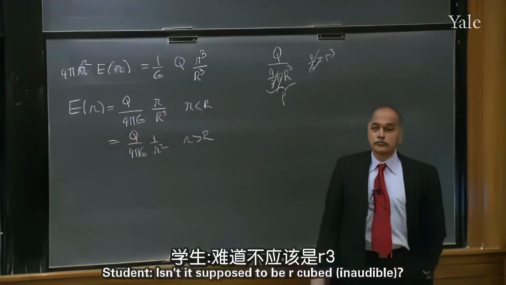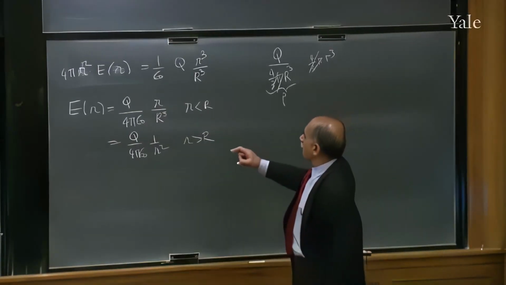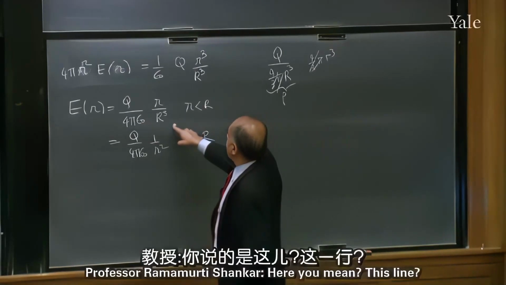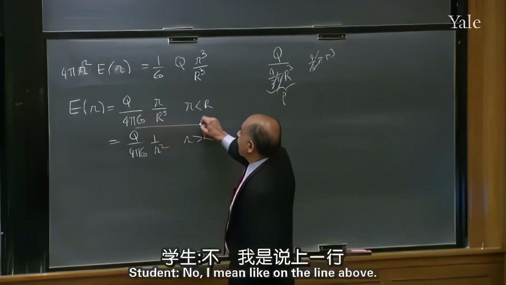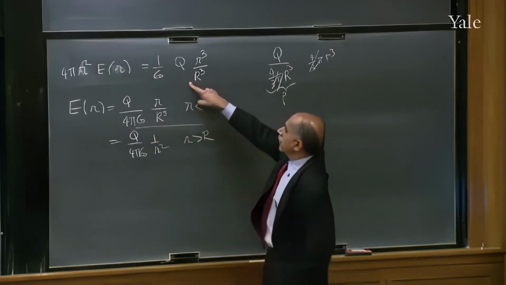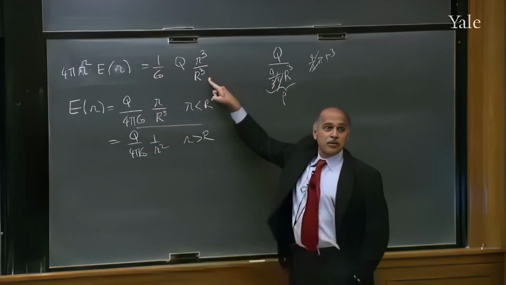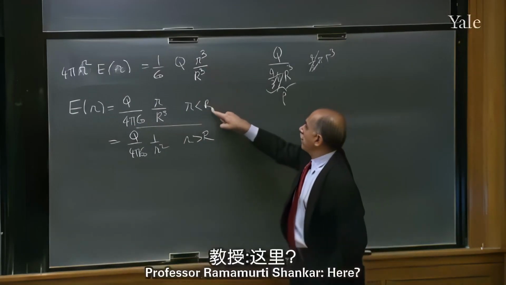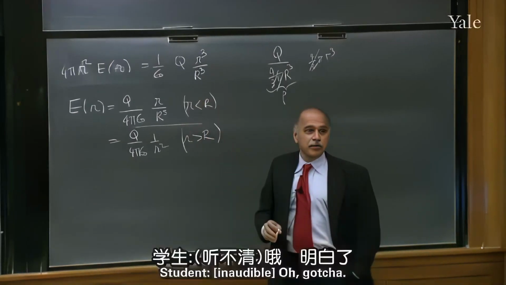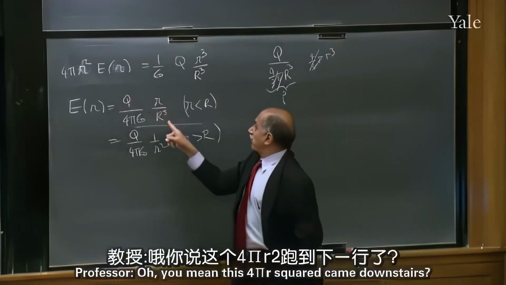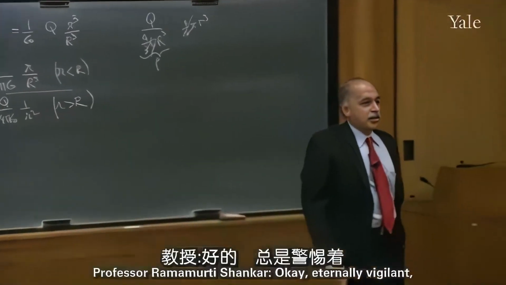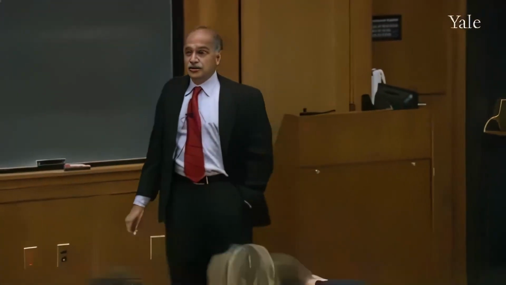Isn't that r? Isn't it supposed to be r cubed on that? Sorry, here? Yeah, like on the second one. Here, you mean this line? No, I mean like on the line above. Like you have r over R cubed. I have little r cubed over big R cubed. Right, no, but I mean the next line. Here? Yeah. This is r less than R, r bigger than R. Oh, you mean this 4 pi r squared came downstairs? Yeah, that's right. Okay. Eternally vigilant. That's good.